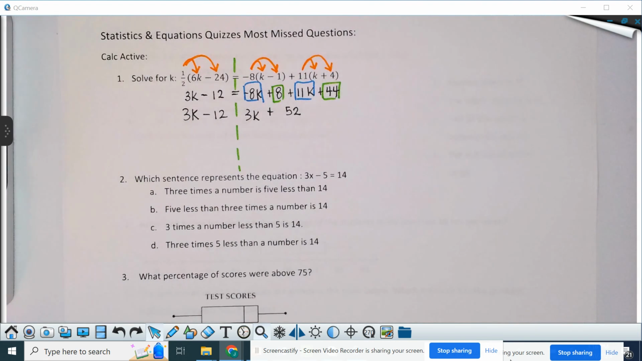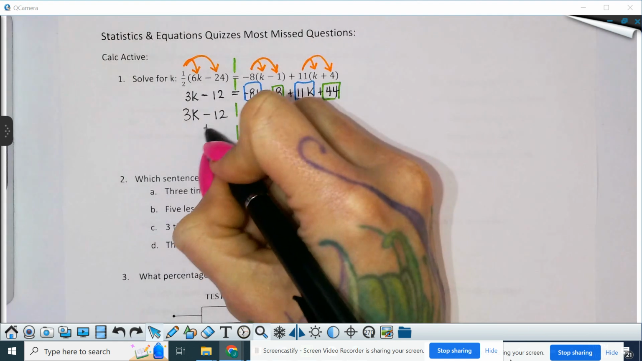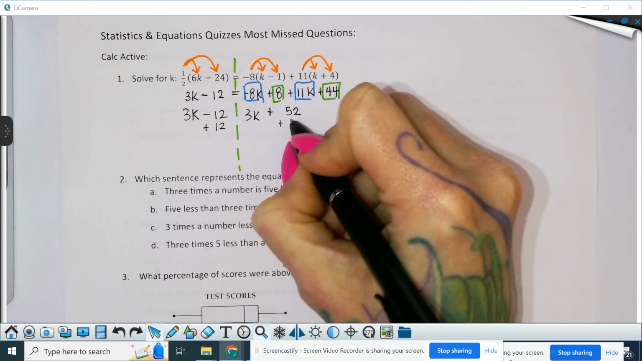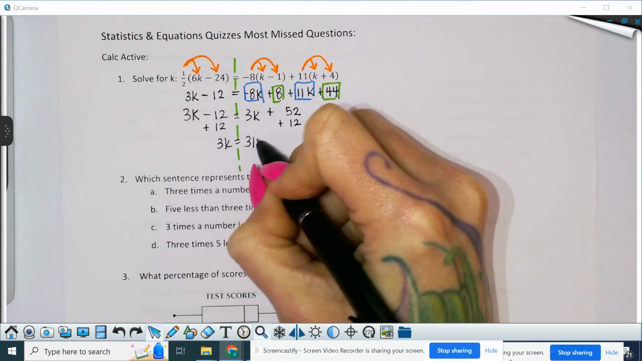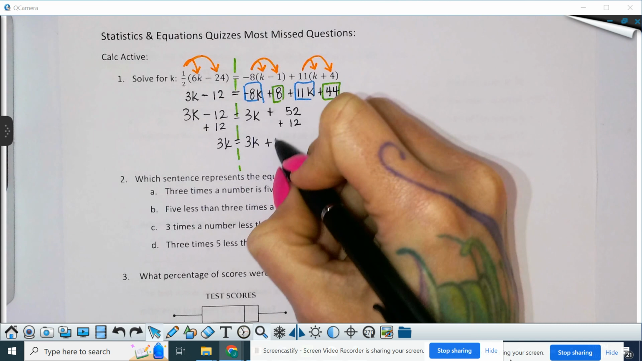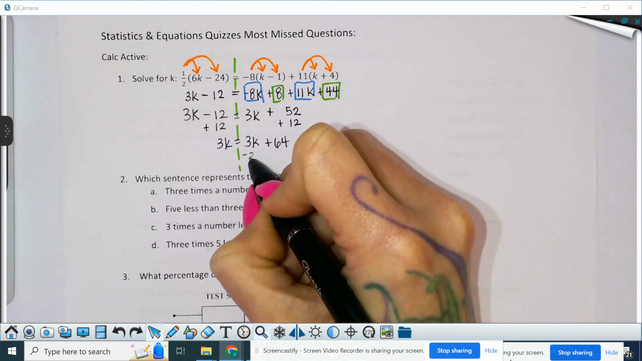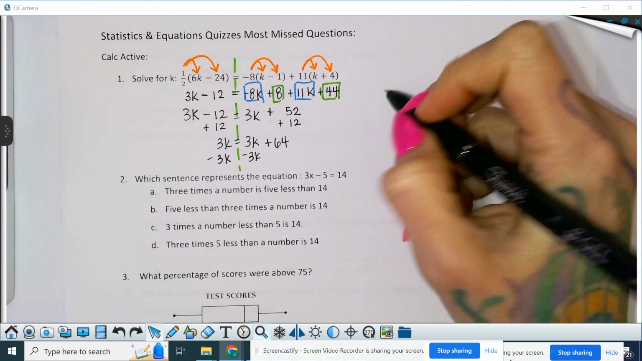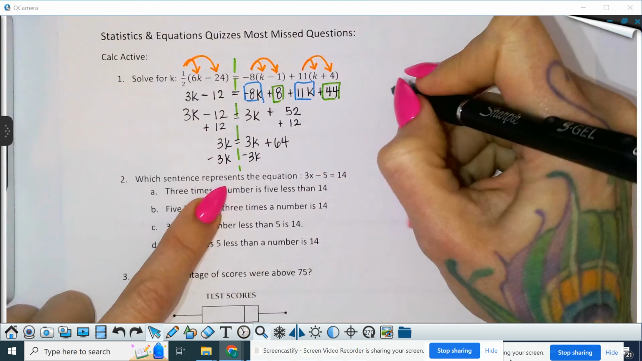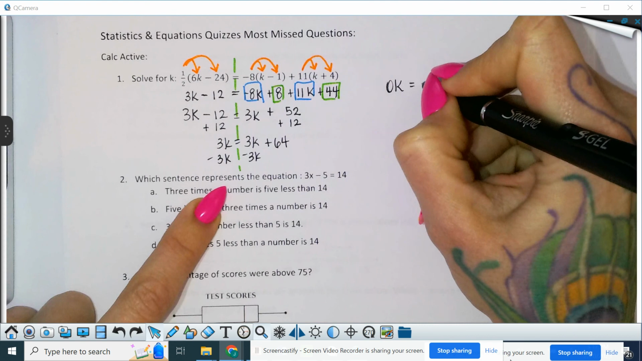Now, we want to get our k's on one side and our constants on the other. So the number without a variable needs to be on one side, and the numbers with the variables need to be on the other side. So we can move that 12. That's a minus, so the inverse would be adding. So I have 3k equals 3k plus 64. I'm going to subtract 3k from this side to get it over to the other side. Now we run into a problem, because if I have 3k and I lose 3k, I have 0k equals 64.